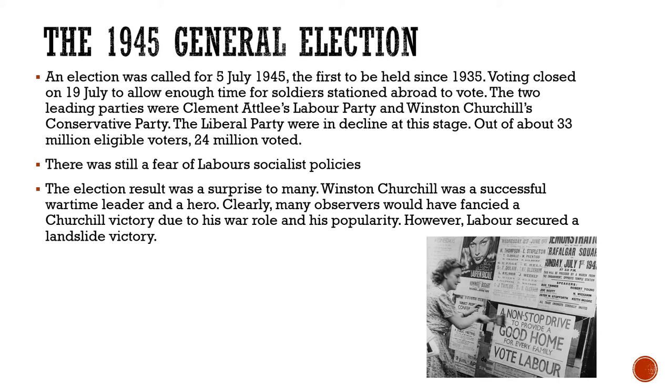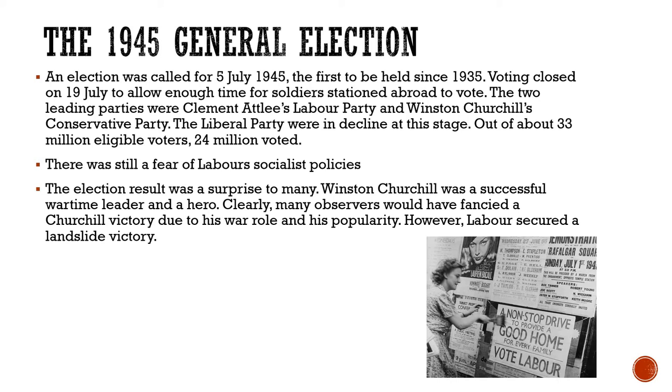The two leading parties were Clement Attlee's Labour Party and Winston Churchill's Conservative Party. The Liberal Party were in decline at this stage. Out of about 33 million eligible voters, 24 million voted. That is a massive amount, a big percentage of the electorate. I don't think there'd been an election with that many people voting before.